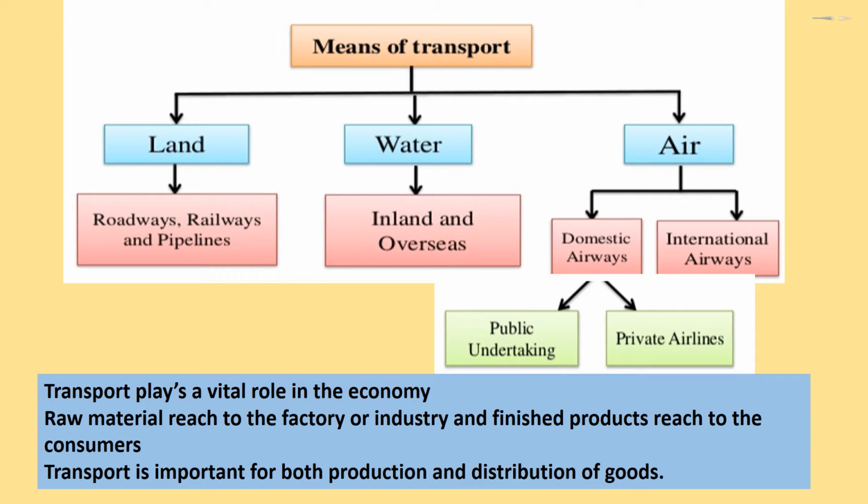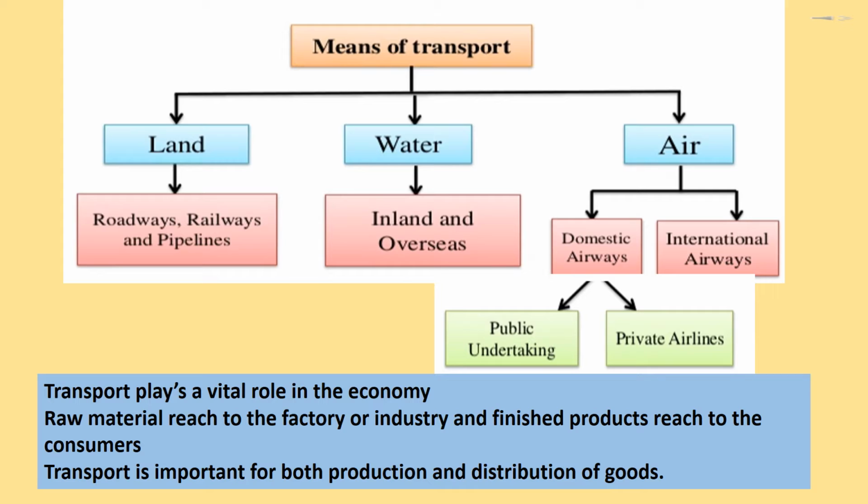As you can see in the given figure is the flow chart of means of transport. That is land, water, air. Under land is roadways, railways and pipelines, and under water is inland and overseas. Under air is domestic airways, international airways, and under domestic airways are public undertaking and private airlines.